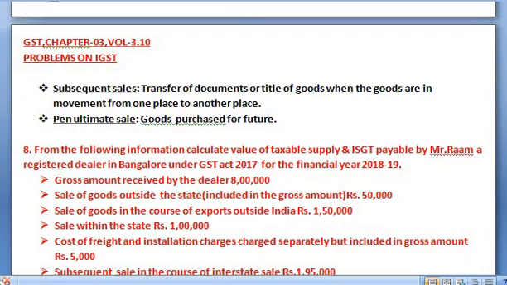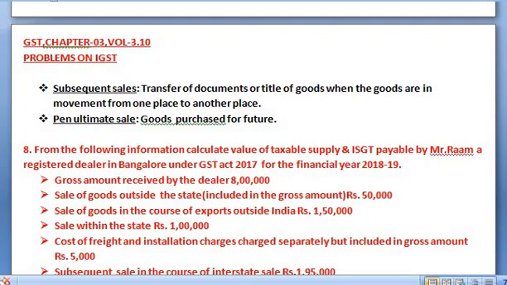In today's class, let us see a few more problems on IGST and how the different adjustments will be discussed, how it has to be analyzed and solved. So before going for the problem, let us see what exactly a new concept is, that is the subsequent sale and penultimate sale. These are the two different terms which we'll be using in the next classes. So I want you all to know the meaning of it.